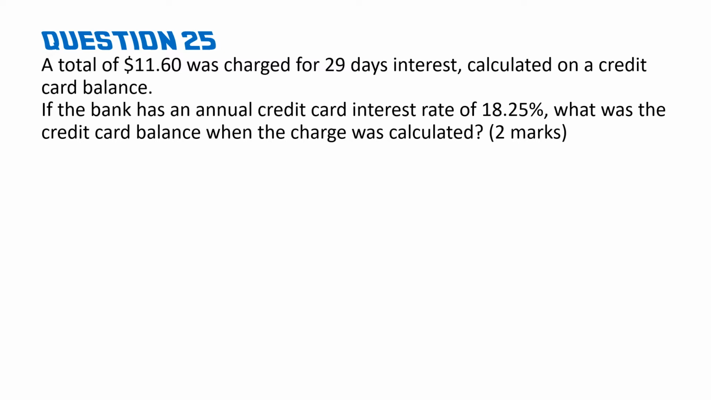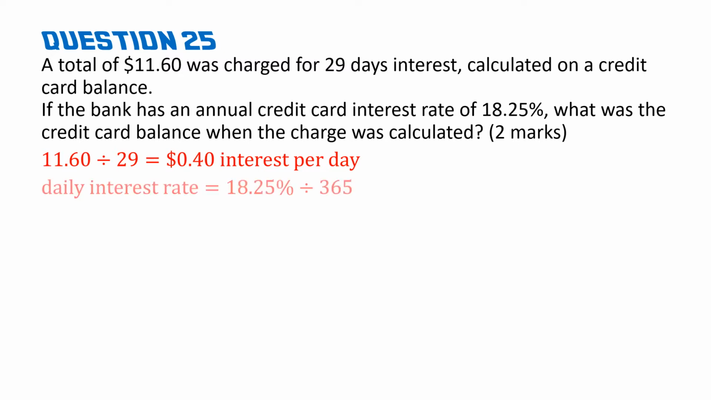So we need to work out how much were we charged per day. Well, it's just going to be $11.60 divided by 29. We've been charged 40 cents interest per day. So what then is our daily interest rate? Well, we know our yearly interest rate is 18.25%. So we're going to have to divide that by 365 to work out what our daily interest rate is going to be. We know we've been charged 40 cents per day, but what was the actual interest rate? Well, when we do that, what we're going to get is 0.05%.